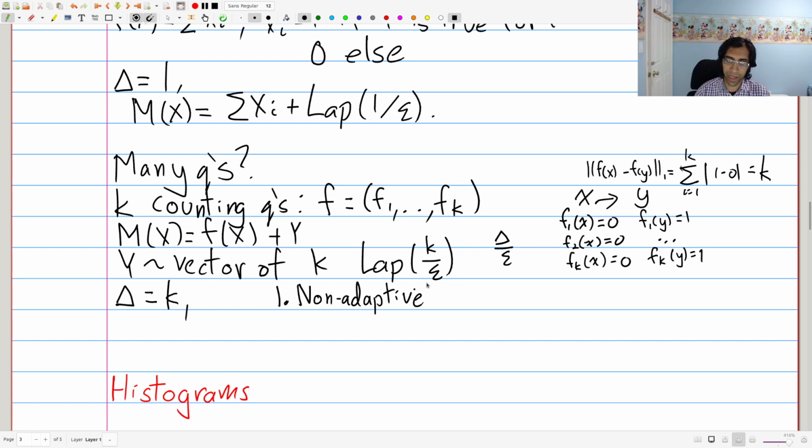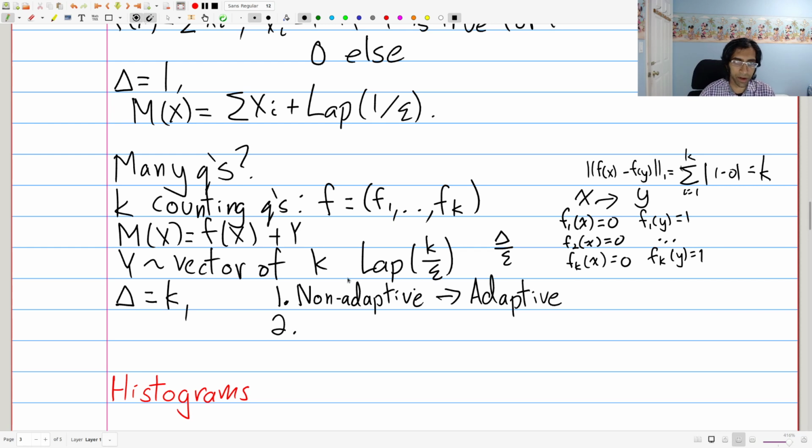And you might wonder, is this necessary? Can we do this adaptively? Well, the answer is yes. We can make this strategy adaptive. What do I mean by that? In the sense that it'll be possible to answer k queries adaptively without paying any sort of cost in how much noise we have to add. So we'll see that a little bit later when we get to composition.